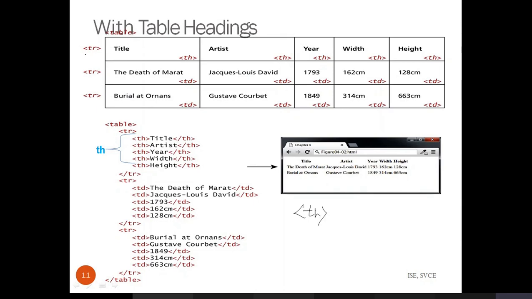Now I am creating the first row. Once again, start with tr. I am creating the first row where I am specifying the heading of the columns. The first cell indicates the title, the second column indicates the artist, the third column indicates year, the fourth column is width, and the fifth column is height. Now specify the same information using th. First row should be the heading. You need to start with the heading.